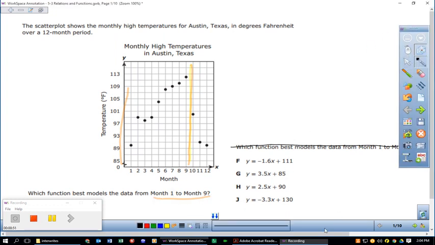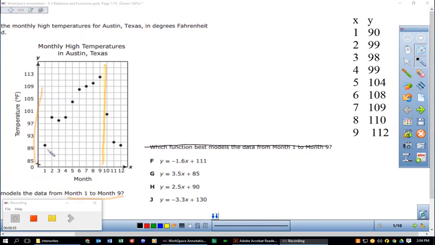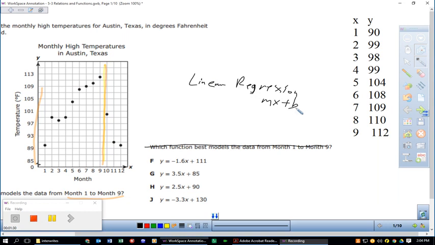So what I would do is create a table of the data. So 1, and these are going by 2, so that's 90, 2 and 99, 398, 499, etc. Put those into your calculator. If you remember, it's menu, statistics, stat calculations, linear regression with mx plus b is our answer.